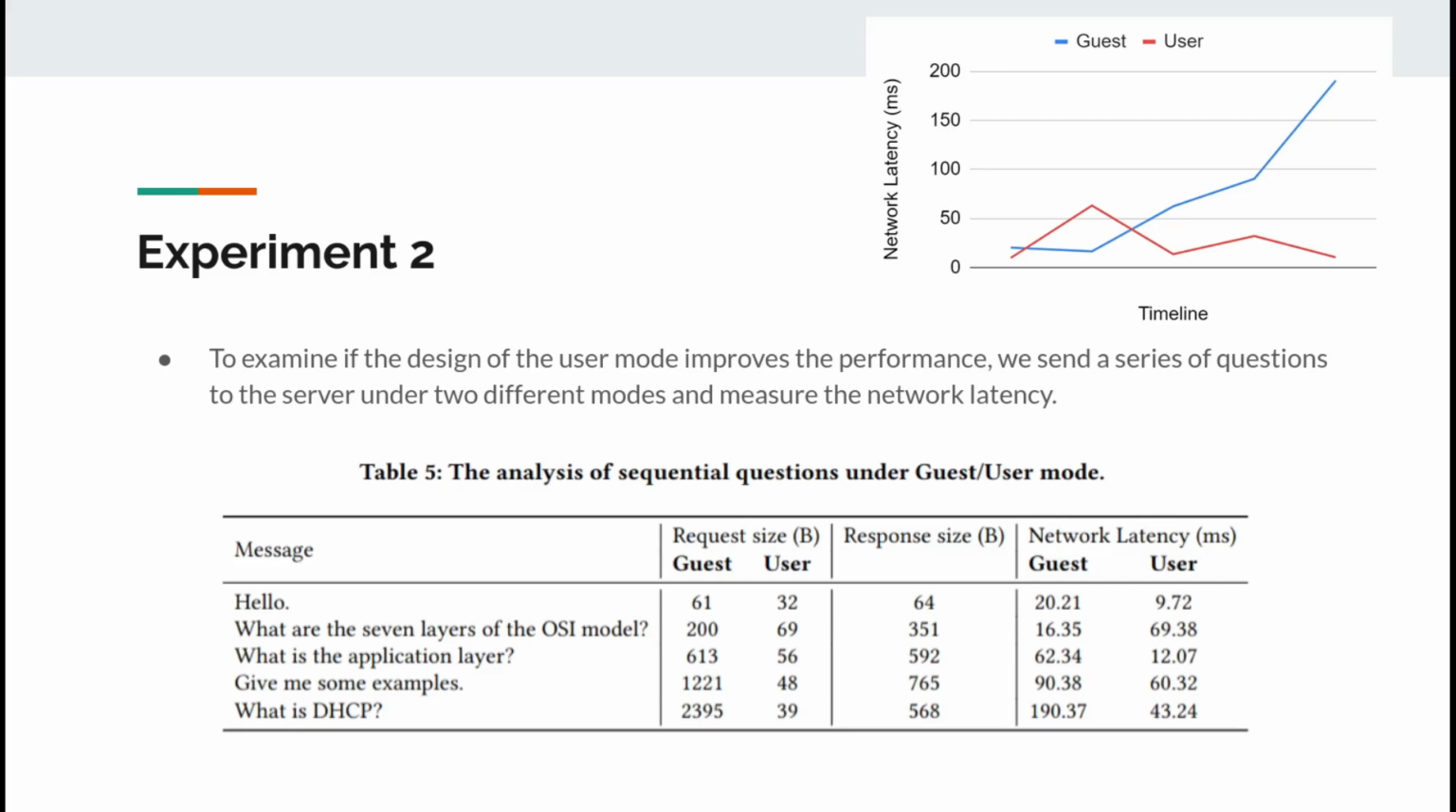In this experiment, we examine the influence of user mode on network latency. We send a series of questions to the server under 2 different modes and measure the network latency. Request sizes are larger under guest mode because we need to send all previous messages to the server. The top right graph shows the latency under user mode is relatively stable, while the latency under guest increases as the number of messages grows.